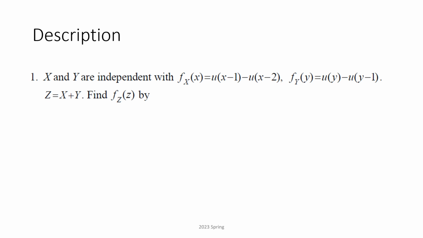We are given that X and Y are independent, with little f_X equals u(x-1) minus u(x-2), and little f_Y equals u(y) minus u(y-1). And big Z equals big X plus big Y. We need to find the little f_Z.